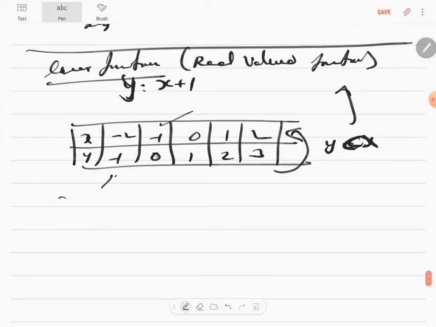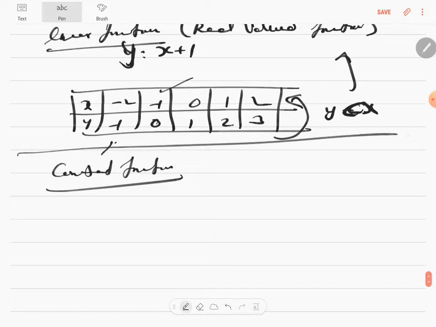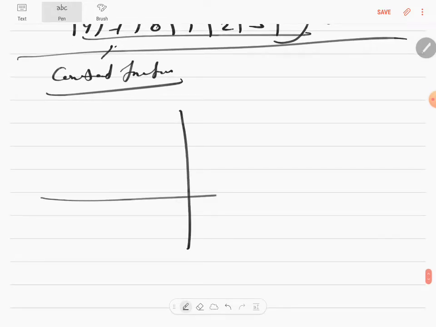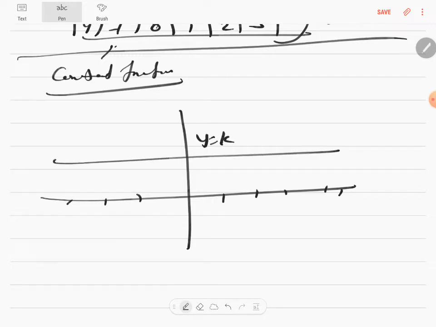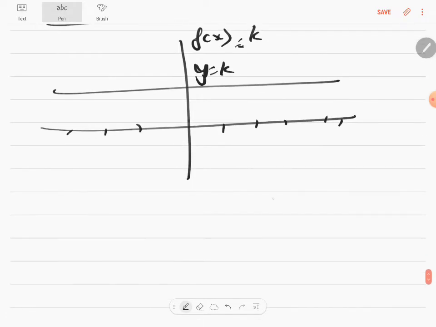Next is a constant function. What is a constant function? Suppose for any value of x, you have the same value of y. Y is equal to k or y is equal to 3. Such is called a constant function. Y is also known as f of x, function of x. F of x is equal to k or y is equal to k is known as a constant function.